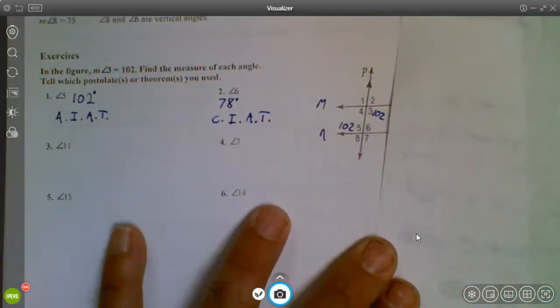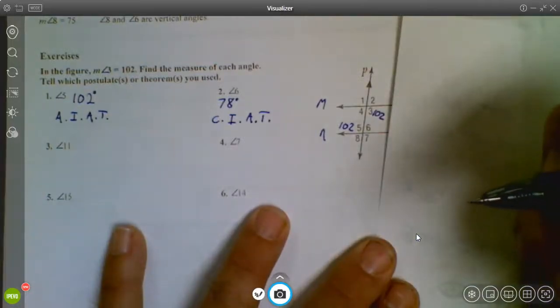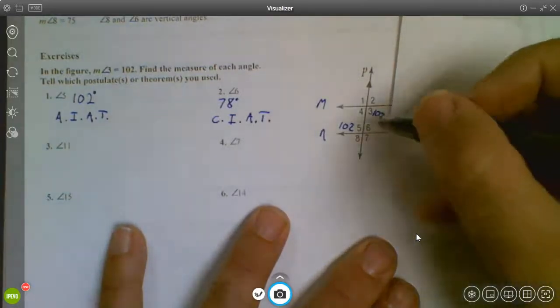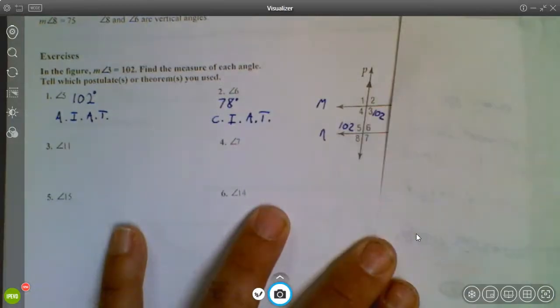Well, what else could we have done? Look at these. We got a linear pair, right? So I could have also used the linear pair postulate to say that these two angles are supplementary, and I still would have gotten 78, but you could have gone a different route.